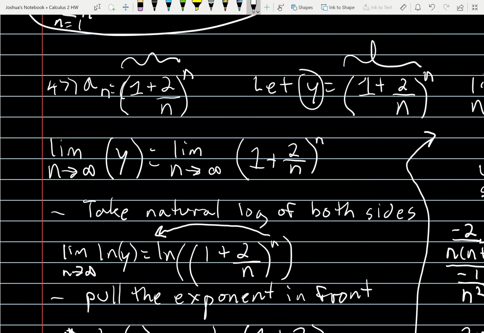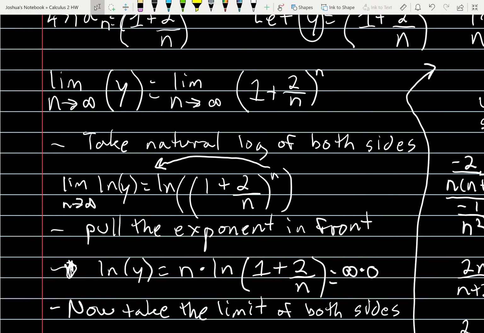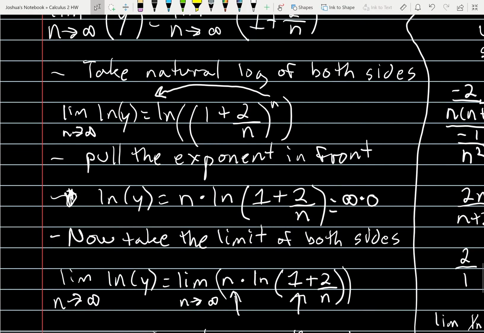What that lets us do is set up a balanced equation. So that's what I did here. Put a y here, and then we're of course going to take our limit of that. Then we're going to take the natural log of both sides. That's where I'm at. So we're doing the natural log of y here and the natural log of this mess. Okay, and then we're going to use the properties of exponents.